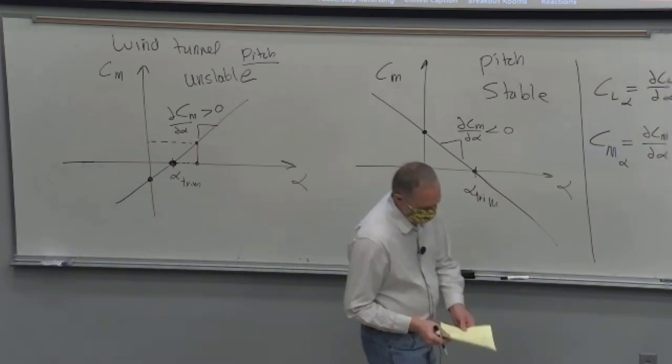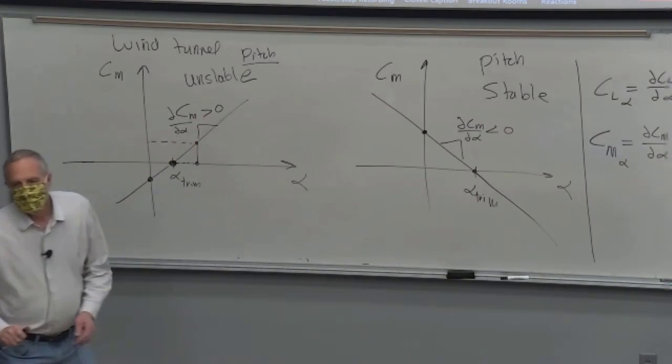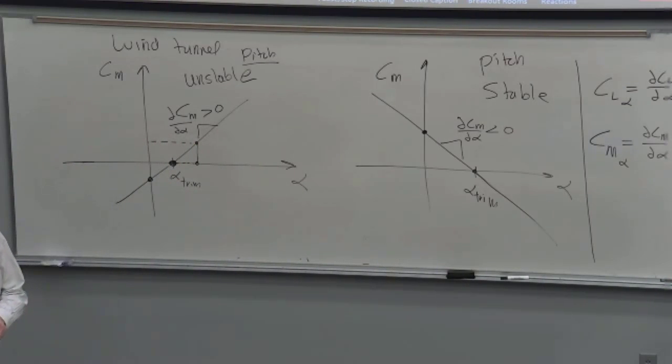Okay, the next thing we'll do is we want to look at various different ways to build an airplane and find out, well, can we make it trimmable and can we make it stable in pitch? And we'll start out with just a wing alone, a wing plus a horizontal tail, a wing plus a canard in front, and various different things. So we'll do that next time.